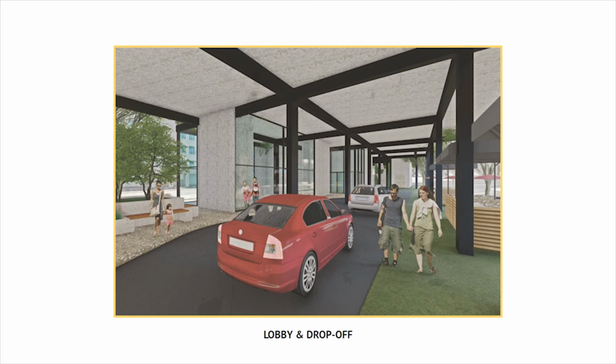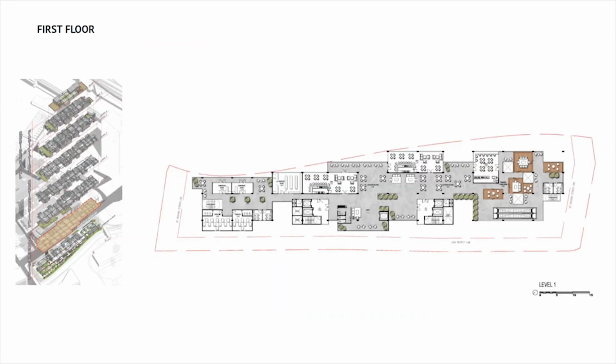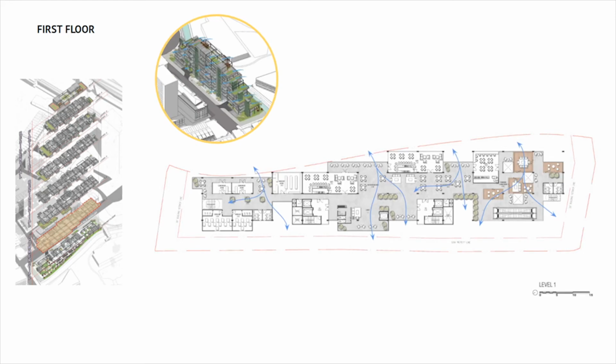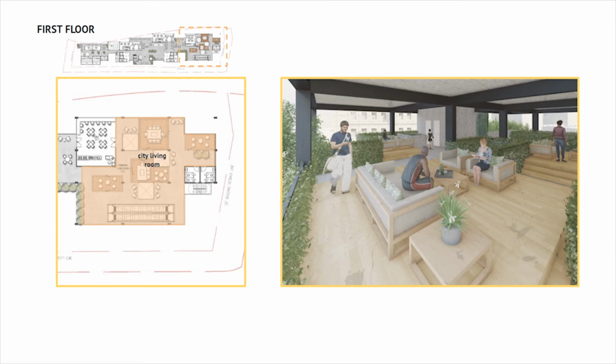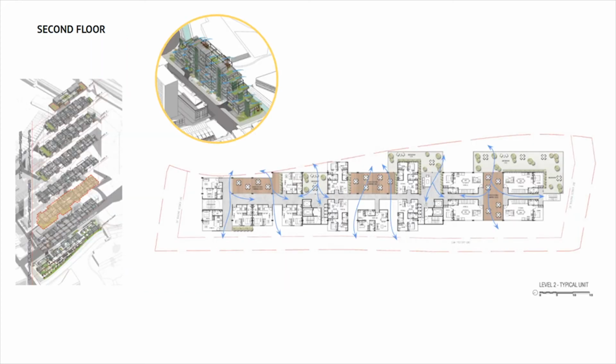Moving on to the first floor, the design of the cafe and facilities are in such a way that creates multiple openings, allowing cross-ventilation throughout the space. A city living room is provided for the community and their visitors to mingle and unwind from their daily routines. Next is the second floor, where the units are designed in such a way that creates multiple openings, allowing cross-ventilation throughout the space. This also helps to cool the units and the overall building mass.